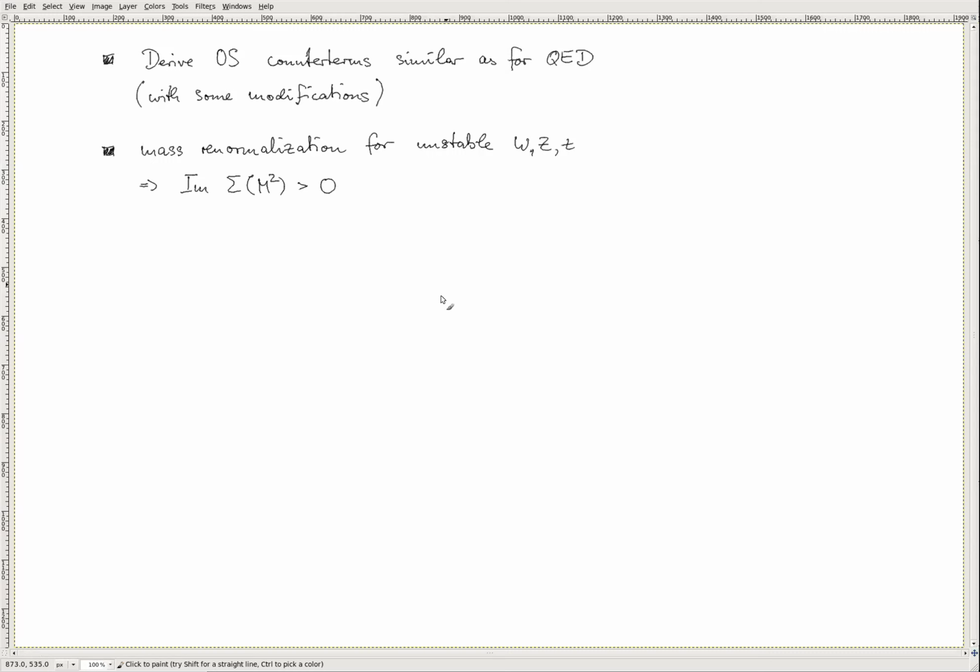Before, we said the on-shell condition is that we look at the pole of the propagator. So when the momentum is such that the propagator develops a pole, then the particle is on shell and the momentum squared is equal to the mass squared. Right? That's the condition that we had. But now if the self-energy has an imaginary part, it means that this pole of the propagator becomes complex. So how do we make sense of that? Well, to discuss this, let me pick a specific example.